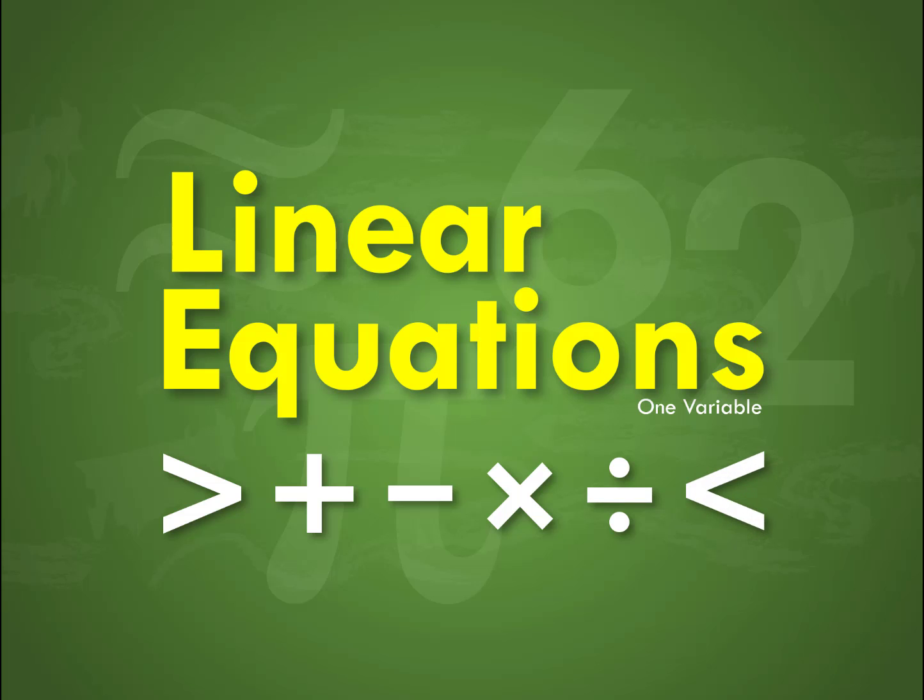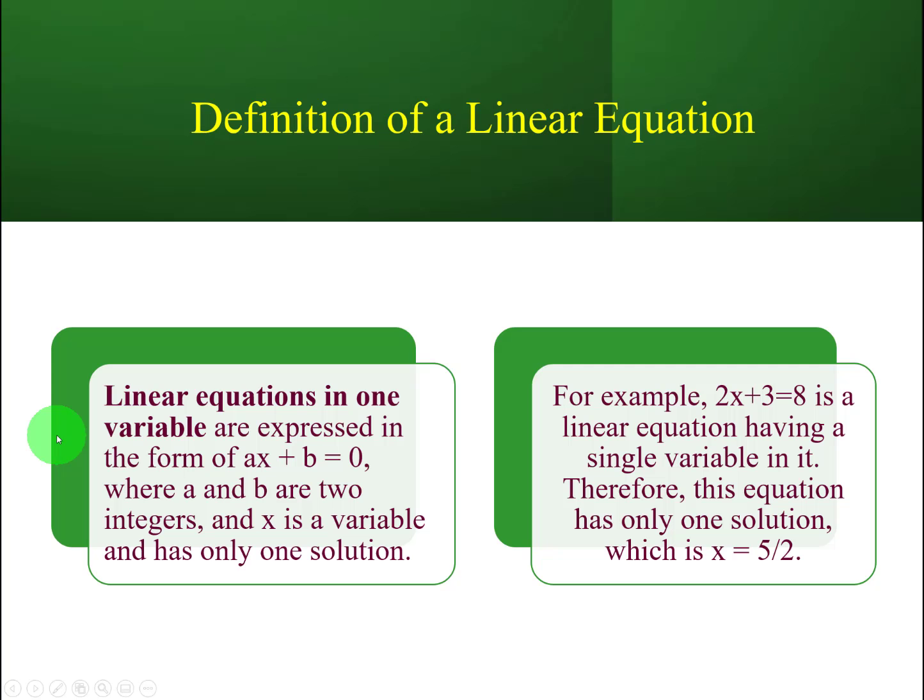I'm Mr. Harris and we're going to be talking about linear equations in one variable today. One variable means just one letter. So let's take a look at an example. Over here we have 2x plus 3 is equal to 8. This is an example of a linear equation with one variable. There's no squares or anything like that. So if we can solve this equation, we come up with x is equal to 5 over 2.